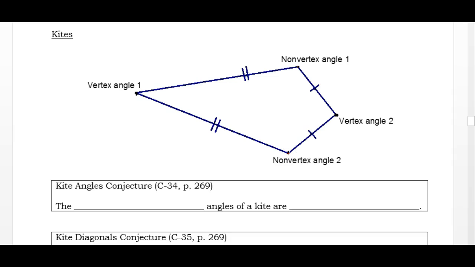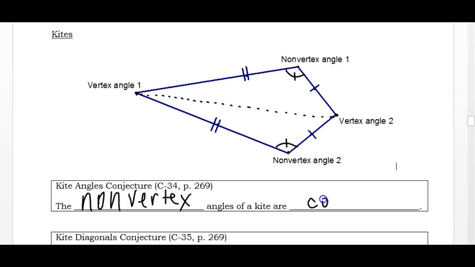Okay, so think again about that symmetry. I have a congruent side here, congruent side here, congruent angle here, congruent side here, congruent side here. If I can imagine this diagonal right here, everything on the top and the bottom, the way I have it drawn, would match up. So this non-vertex angle and this non-vertex angle are going to match up as well if I fold that in half. The non-vertex angles of a kite are congruent.